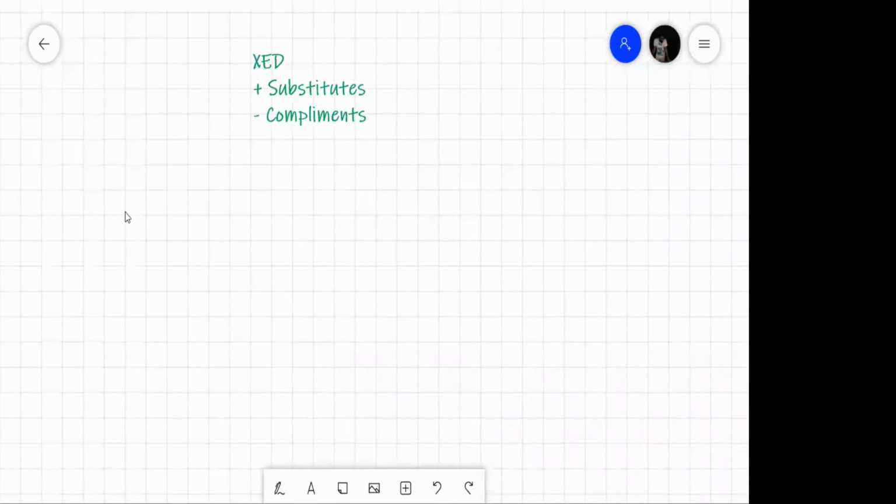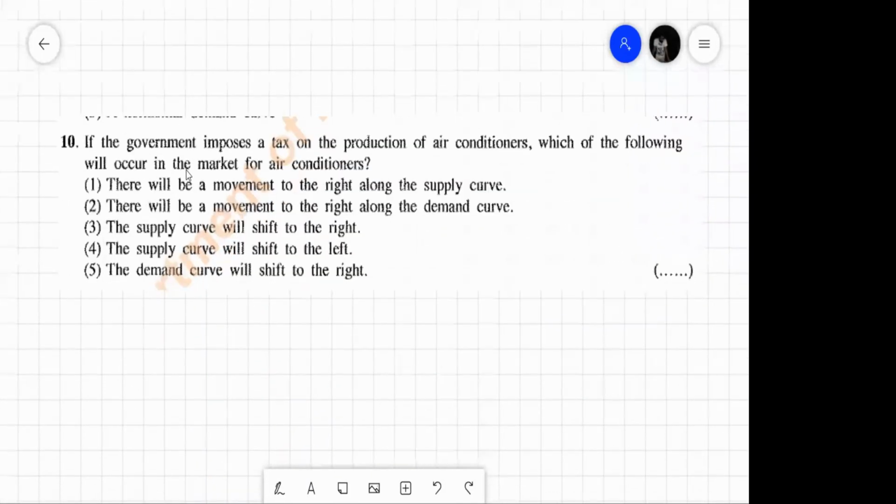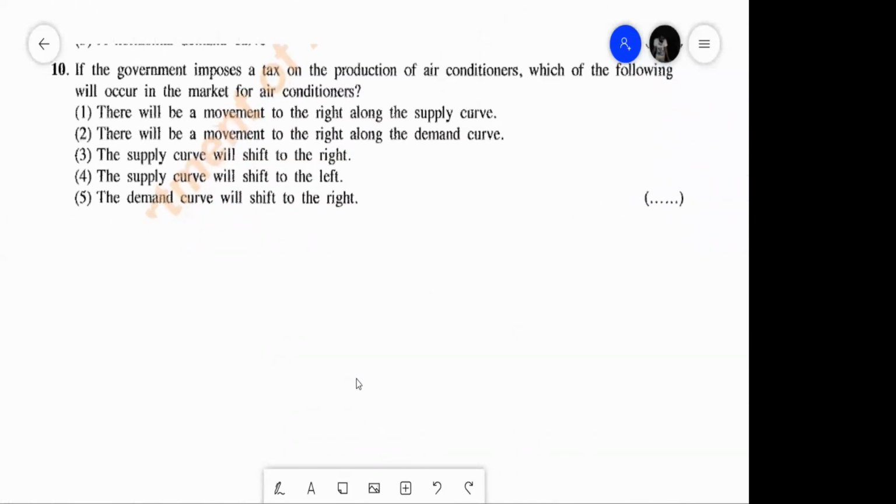Okay. Then question number 10. If the government imposes a tax on the production of air conditioners, which of the following will occur in the market for air conditioners? There will be a movement to the right along the supply curve, movement to the right along the demand curve, supply curve shifts to the right, supply curve shifts to the left, demand curve shifts to the right. I don't think you will get questions as easy as this. What happens when there is a tax? When there is a tax, what happens? Which curve shifts where?